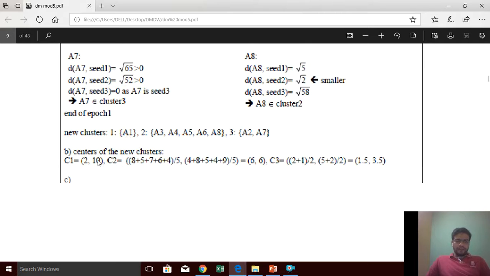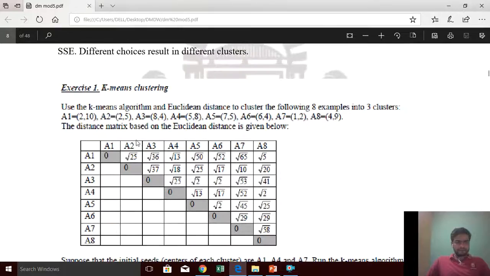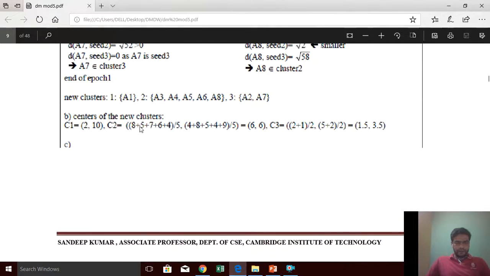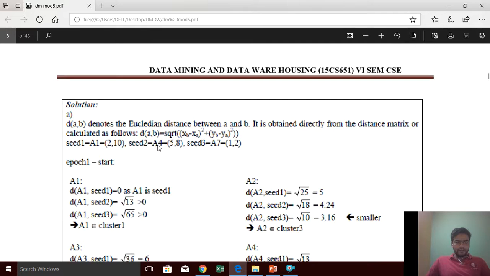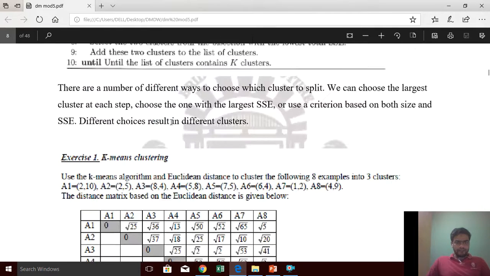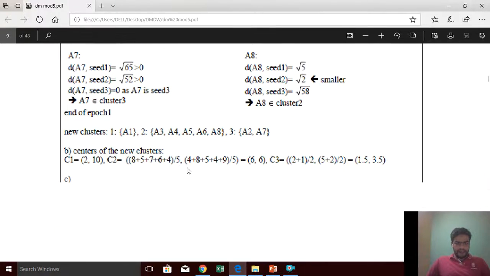So for A1, what is the value for A1? 2, 10. So it will remain as it is because there is no other point. For second cluster, what is A3 value? A3 is 8, 4. So all the x values and y values, or a values and b values. This is A3 value 8 and 4. Then A4 value is 5 and 8.